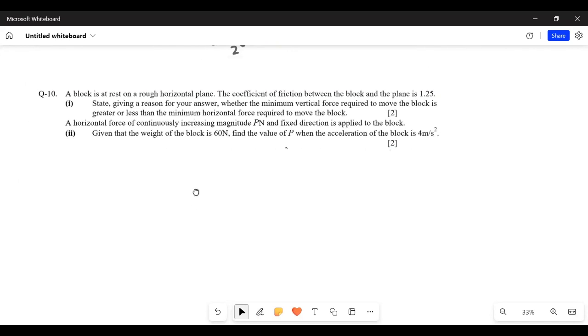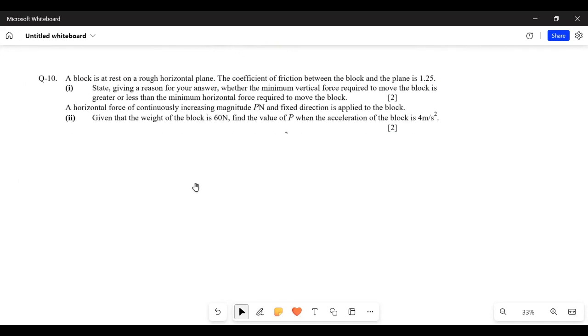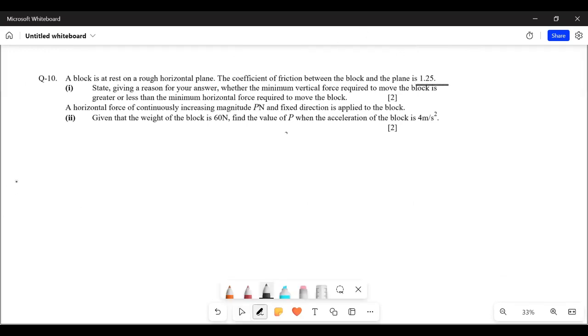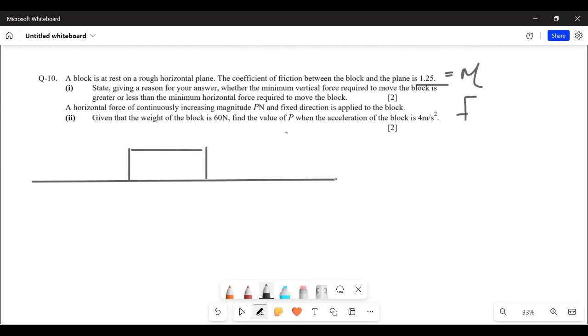A block is at rest on a rough horizontal plane. The coefficient of friction between the block and the plane is 1.25. So there's a block which is at rest on a horizontal plane. The coefficient of friction, that is the mu, is this. That means we're most likely using friction equals mu R, where R is the normal contact force. State, giving a reason for your answer, whether the minimum vertical force required to move the block is greater or less than the minimum horizontal force required to move the block.